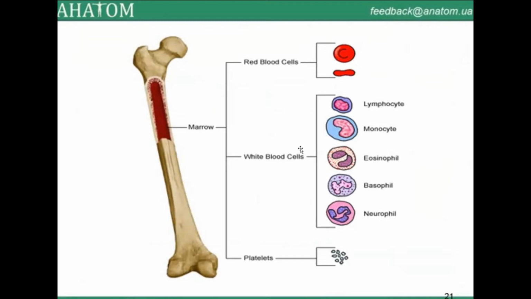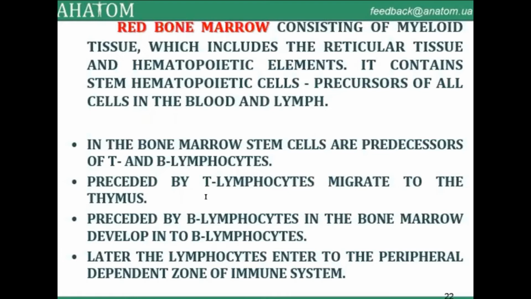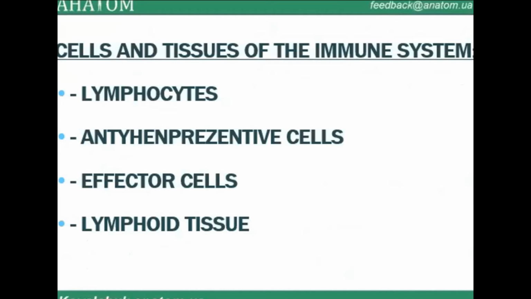And the marrow makes red blood cells, you know, erythrocytes, white blood cells, lymphocytes, monocytes, eosinophils, basophils, neutrophils, and platelets. It's a small portion too. Red bone marrow consists of myeloid tissue, which includes reticular tissue and hematopoietic elements. It contains hematopoietic stem cells, precursors of all cells in the blood and lymph. In the bone marrow, stem cells are predecessors of T and B lymphocytes, with a big location in different zones of human bones.